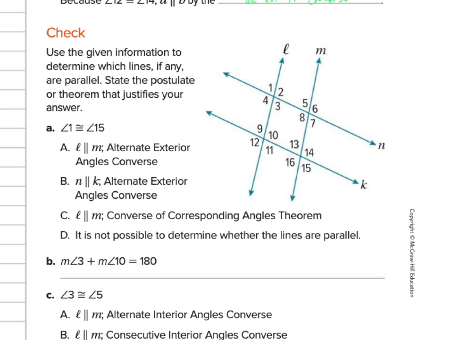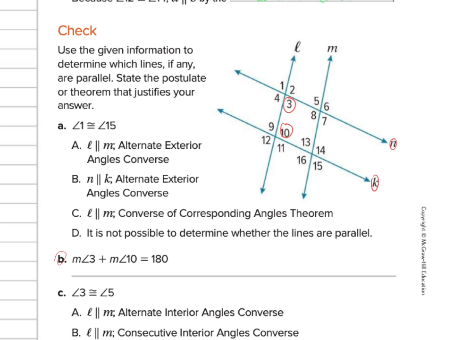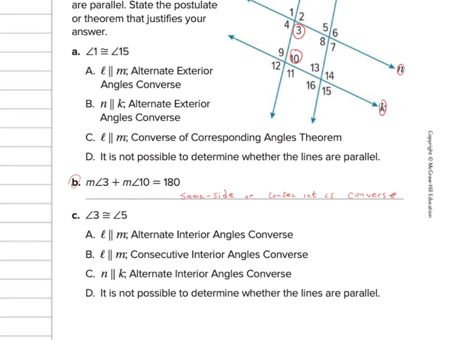3 and 10, the measurement of angle 3 plus angle 10 is 180 degrees. Okay, if 3 and 10 equals 180 degrees, then these lines should be parallel because those would be the same side, I think I said sometimes we call it the same side or consecutive interior angles converse. But just recognizing what the relationship is between 3 and 10.